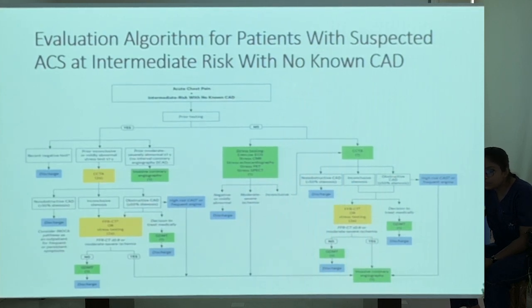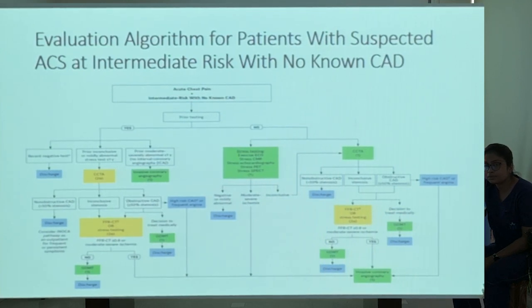There is an entity called MI due to non-obstructive coronary disease. So if your patient has MI, whatever the cause, then the patient gets triaged and treated as per MI. So you don't discharge. This is for suspected ACS where troponins are not elevated. This is important.